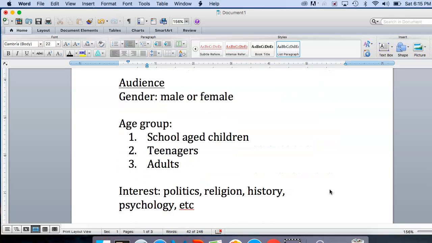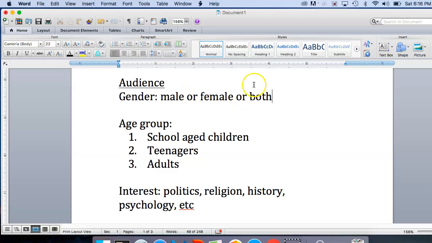So for today, I mentioned that we are going to talk about audience and purpose. For the audience, there are 3 important pieces of information you need to know: gender, age group, and interest. When you are reading something, is the topic targeting males or females? Usually most things that you read, especially in school, would be both. So I'm going to add male, female, or both.